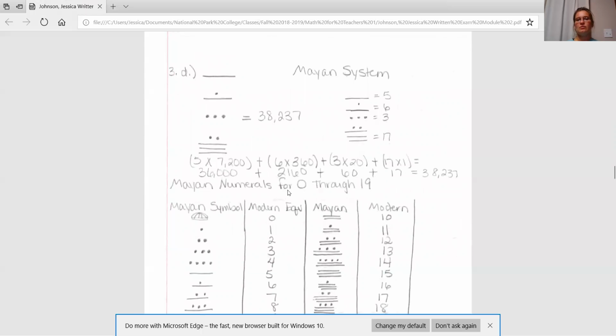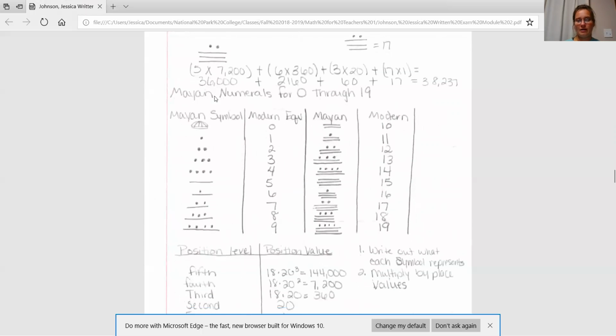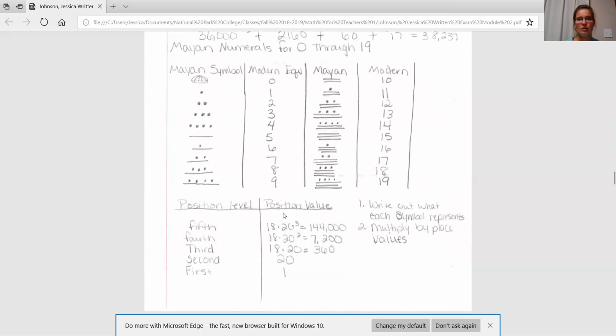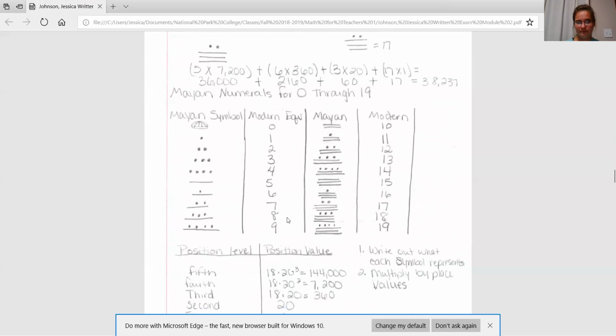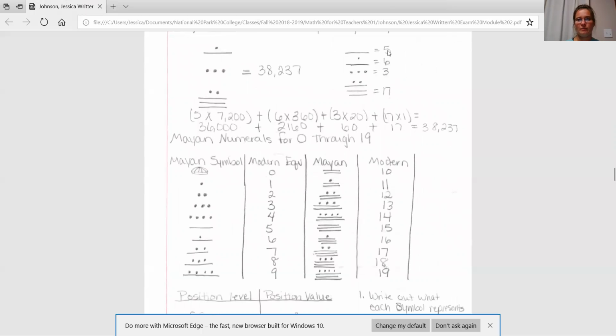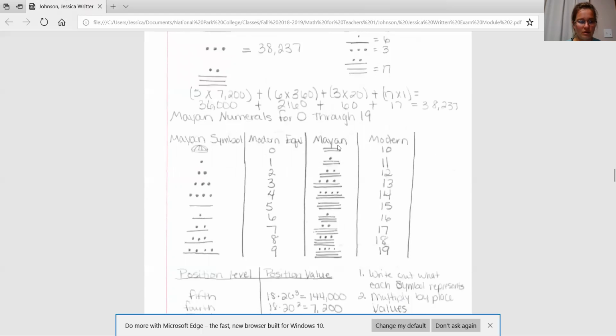The Mayan like to use lines and dots to represent their numbers, and I've drawn out a diagram for you. And I've given you position value, very important. And we have 1, 2, 3, 4 positions. So you're going to take 5 times position 7,200, the fourth position, 6 times 360, 3 times 20, 17 times 1. You add them all together and you get 38,237.